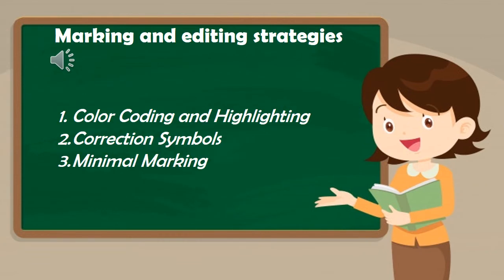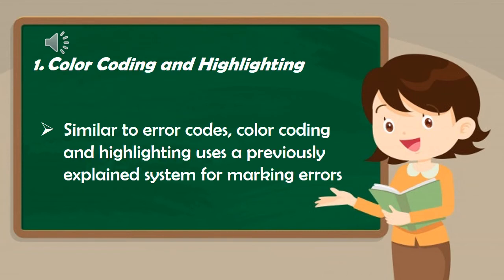Marking and editing strategies are: first, color coding and highlighting; second, correction symbols; and third, minimal marking. Color coding and highlighting is similar to error codes. Color coding and highlighting uses a previously explained system for marking errors.